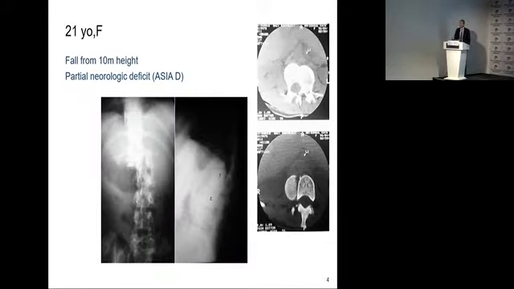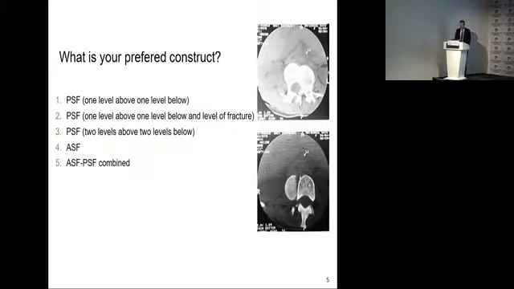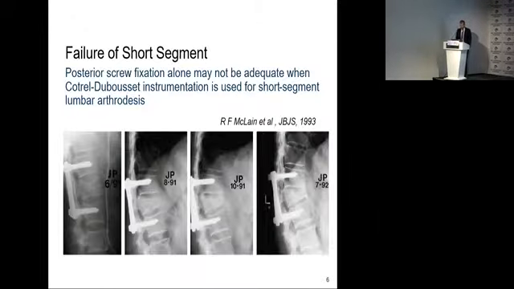This is another patient, 21 years old. This is a type C fracture dislocation, and she has a partial neurologic deficit. As you can see, a highly unstable fracture. I think she is lucky because she is ASIA D. Normally, I expect a worse scenario for this kind of patient. Again, we have some options for this kind of patient, but how can we decide for our surgery?